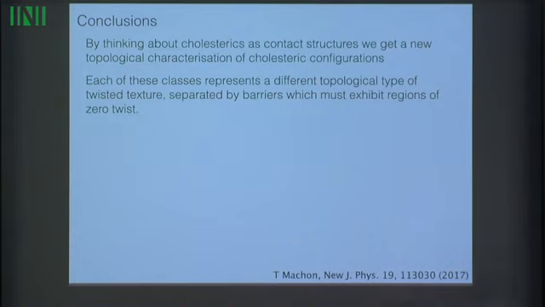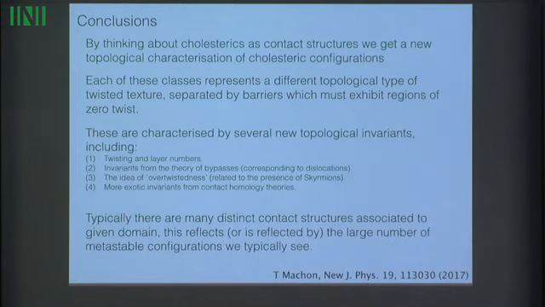And we find that we get these new classes of texture. Each of these classes represents a different type of twisted texture, and they're separated by configurations which have zero twist somewhere. And you get new topological invariants of the textures by doing this, which include twisting and layer numbers. That was the thing I went through maybe a little quickly just before with this measuring loop. It was a twisting layer or layer number.